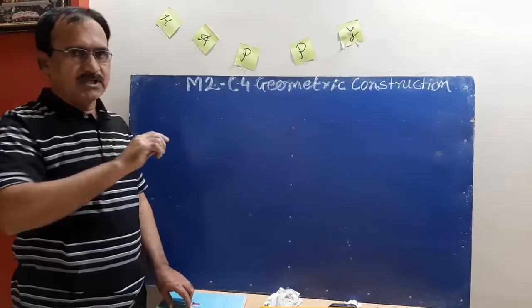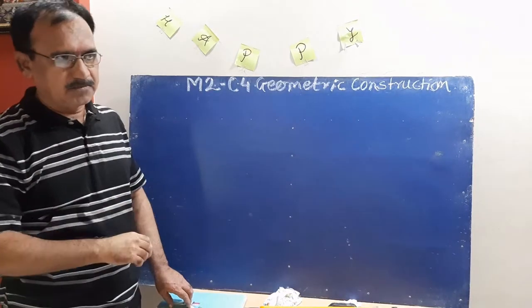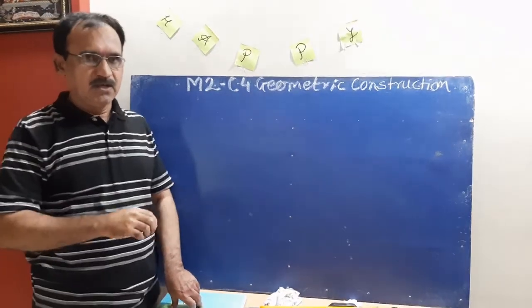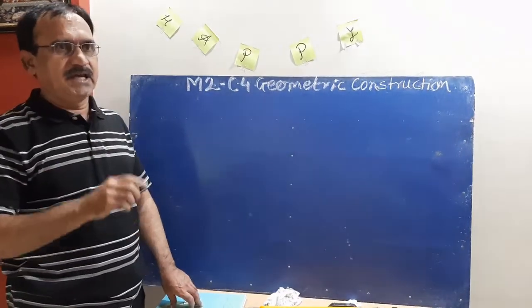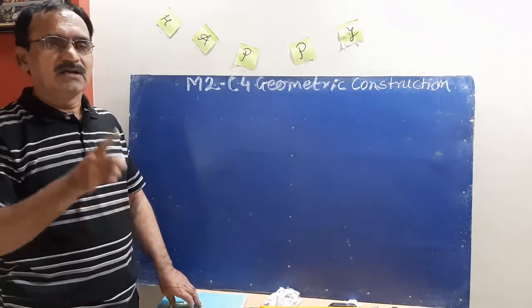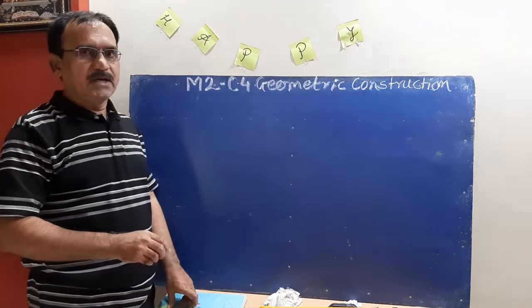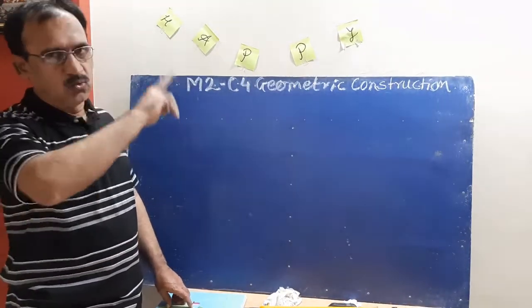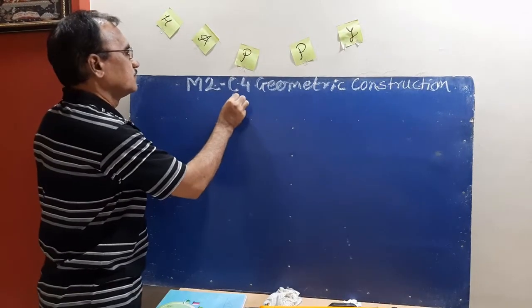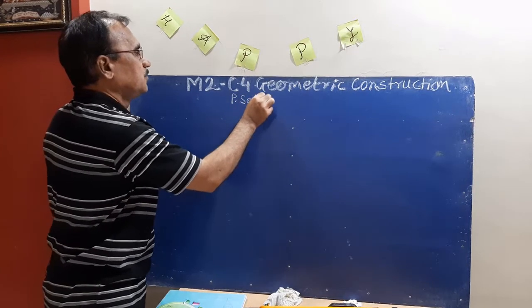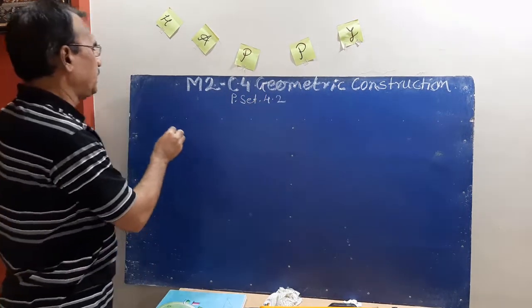Math Part 2, Chapter number 4, Geometric Construction. In the previous period, we have completed practice set 4.1, construction of similar triangles. Now here we will see practice set 4.2. Practice set 4.2 depends on constructing a tangent to the circle, one tangent and two tangents. Write down practice set 4.2.